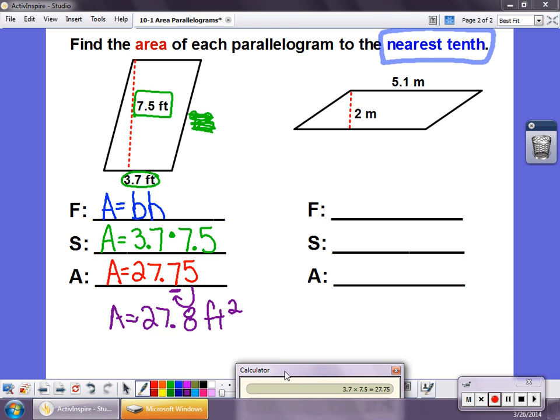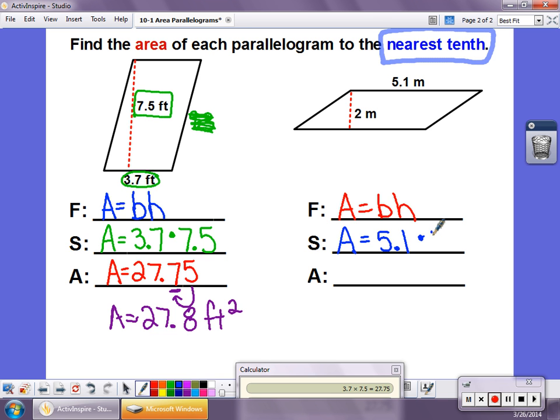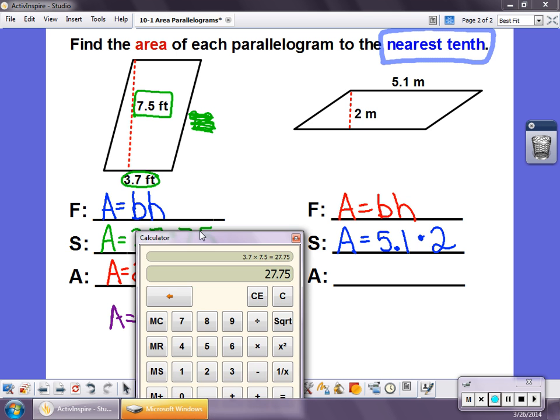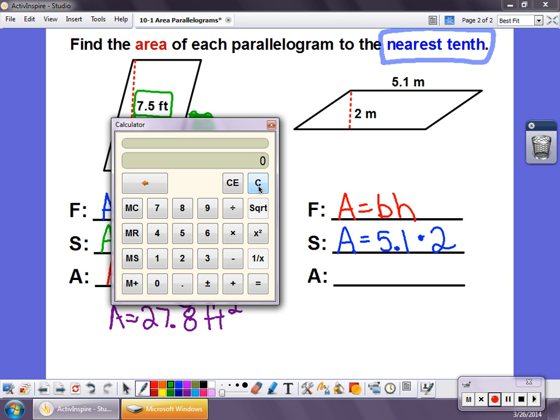Let me slide my calculator out of the way here. We'll start off, remember, always with our formula: area equals base times height. Next I'm going to do a substitution. So my measurement for my base is 5.1. My measurement for my height is 2. At this point, I'm allowed to use my calculator. So I'm going to bring my calculator back up. I'm going to do 5.1 times 2, and I get an answer of 10.2. So my area is 10.2.